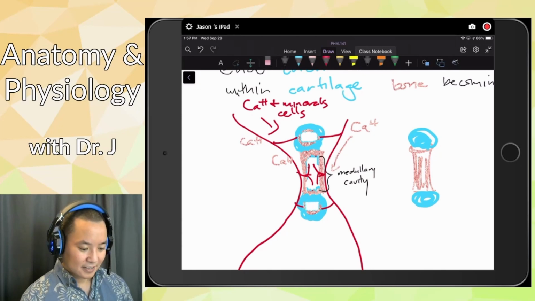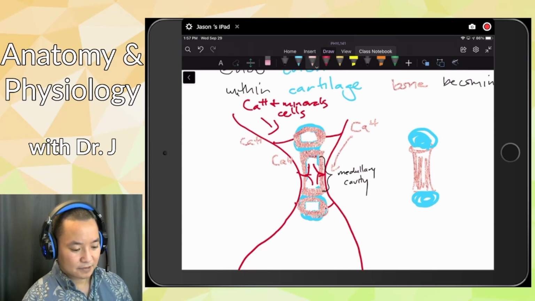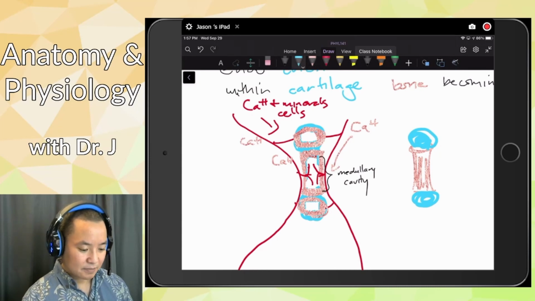Okay, so as these pockets get bigger and this primary ossification gets bigger, what do you notice? Well, cartilage is being replaced by bone. And eventually, as cartilage is replaced by bone, we start to have only cartilage at the very ends of the bone, and a tiny bit of cartilage between the primary and secondary ossification centers.